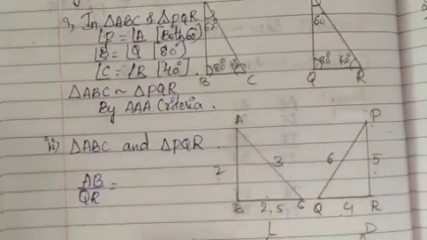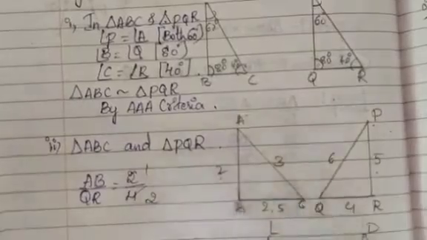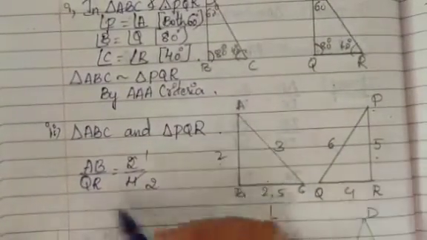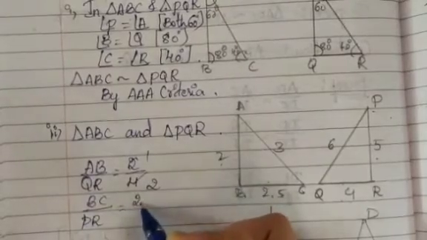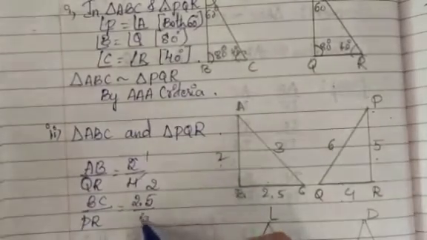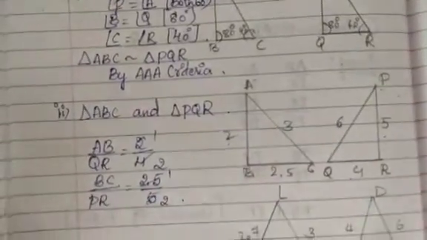AB by QR, we can take it, that is equal to 2 divided by 4, that is 1 by 2. Similarly, next is BC divided by PR. BC is 2.5 divided by PR, which is 5 here. 2.5 ones are 2.5, twos are 5. I'm going to get 1 by 2 here.